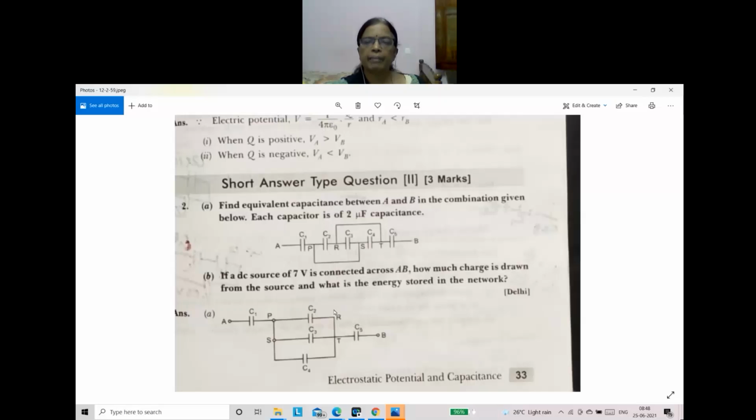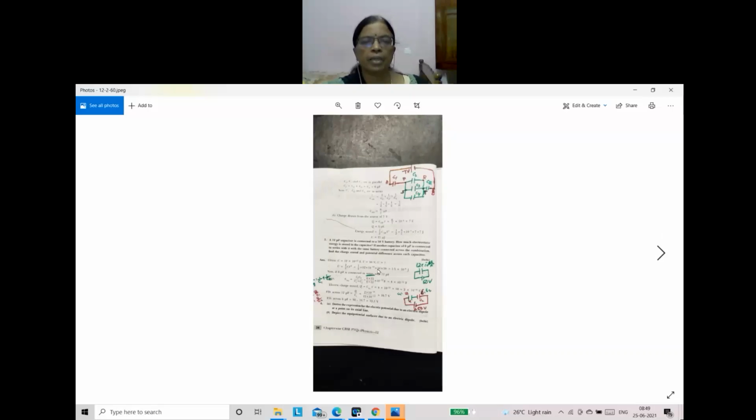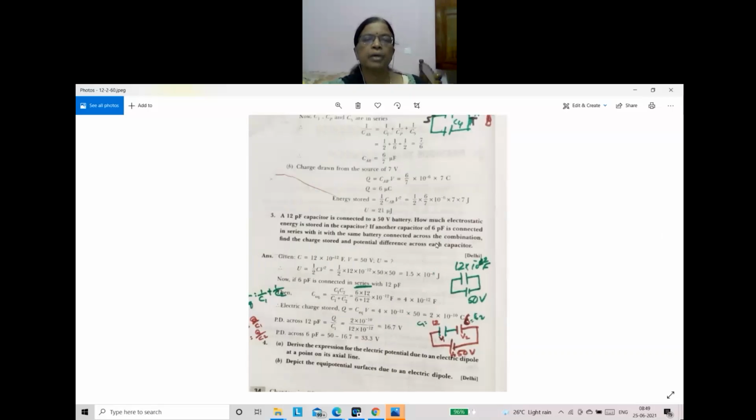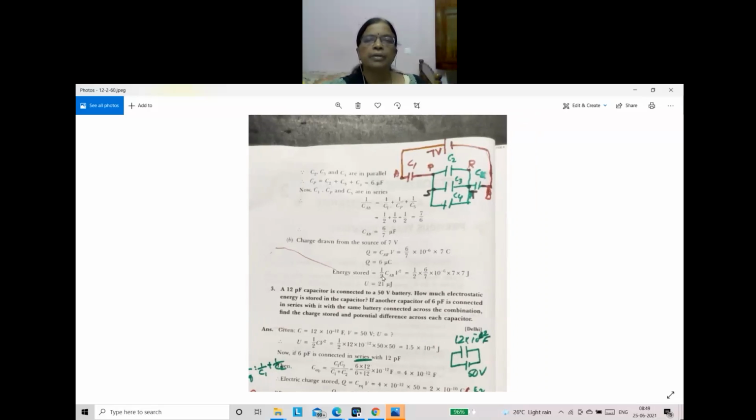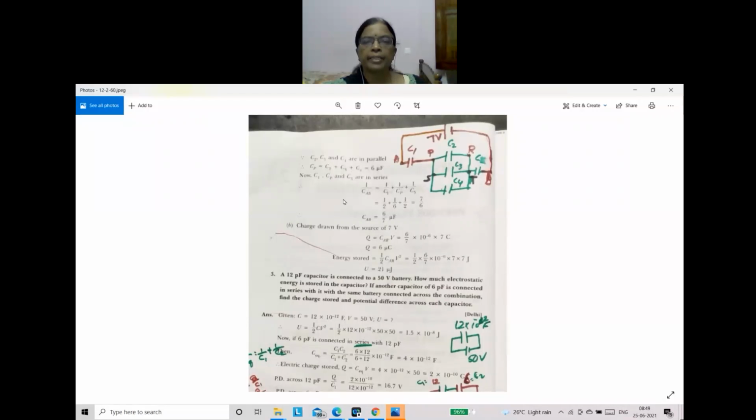And what is the energy stored in the network? Energy stored formula we have studied. Energy stored in a capacitor, series combination. Energy stored is half CV squared, we can use that. Since it is the total, the individual energies are not asked, the total energy is asked. Half CV squared you can use. So we calculated that.